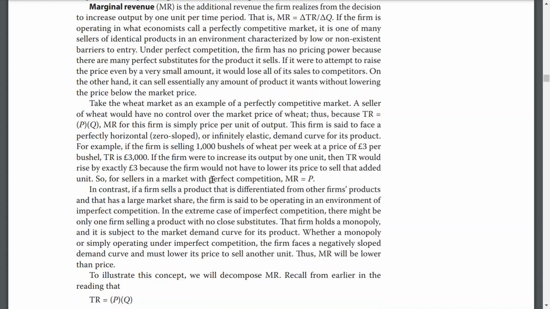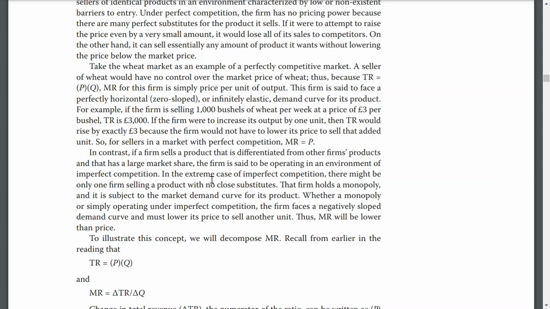Take the wheat market as an example of a perfectly competitive market. A seller of wheat may have no control over the market price of wheat. Thus, because TR equals price multiplied by quantity, marginal revenue for this firm is simply the price per unit of output. The firm is said to face a perfectly horizontal, or zero slope, or infinitely elastic demand curve for its product.